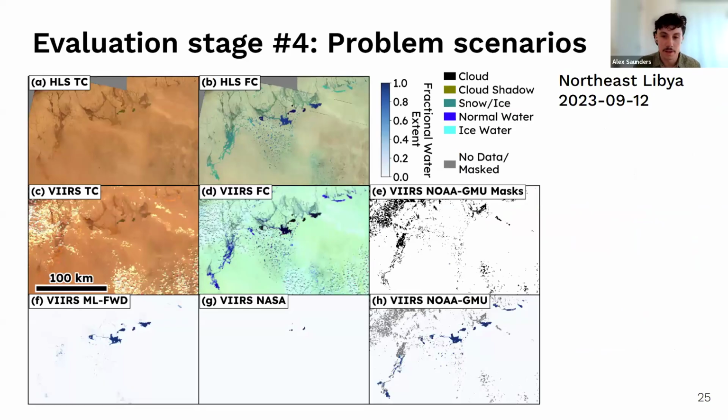And our fourth stage was a really fun one. And thanks to Dan Slayback for his help on this. Trying to select these problem scenarios around the world where we knew that the current algorithms are often challenged. So one of these was some flooding that occurred in the desert in Libya. And it was great to see that our model was able to pick up this water in this very sort of unusual environment.